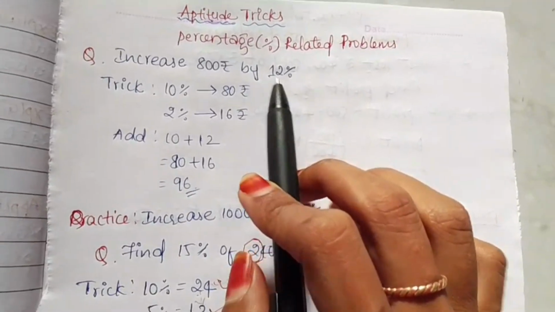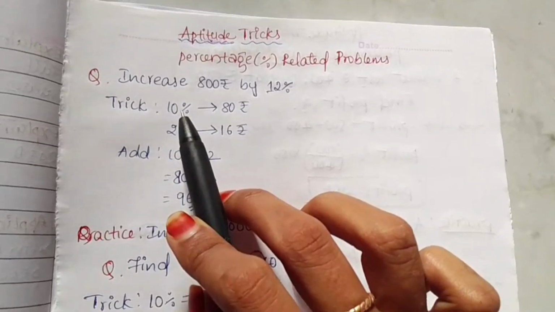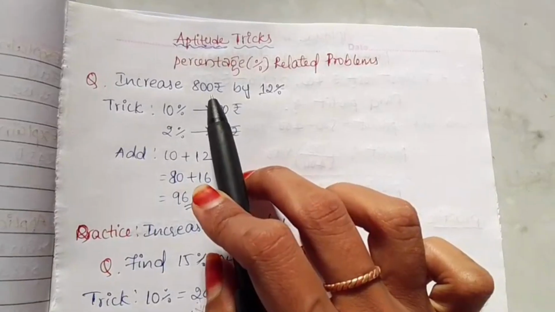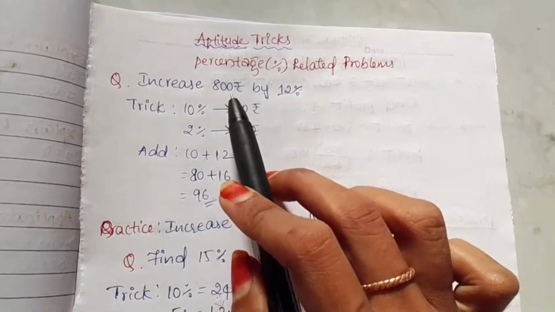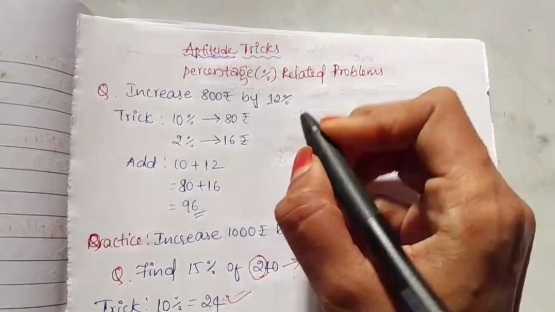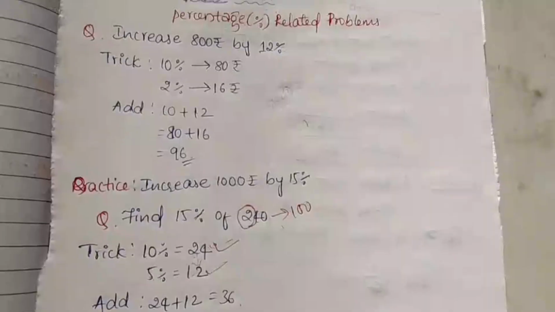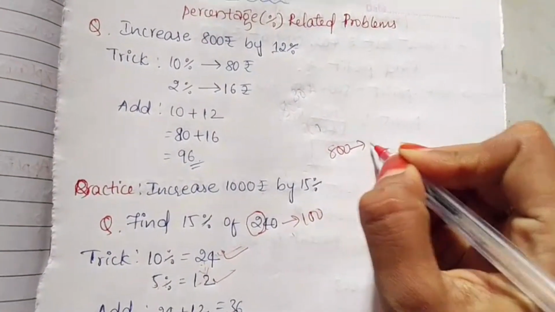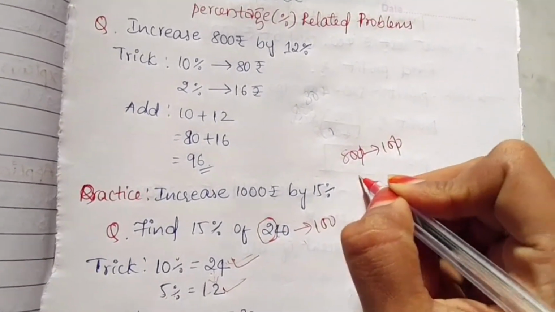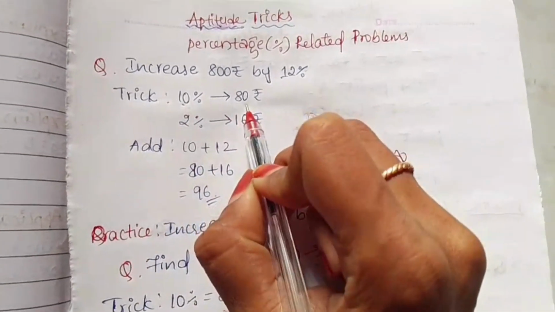To find the 12%, first of all find the 10% of that. Then it will be easy to find the 12% of that. 10% of that 800 we can easily calculate, that is 80 rupees. Here the 800 means 100%. I want 10% of that, so just cancel zeros. I will get 10% means 80. 10% I can easily find out, that is 80 rupees.